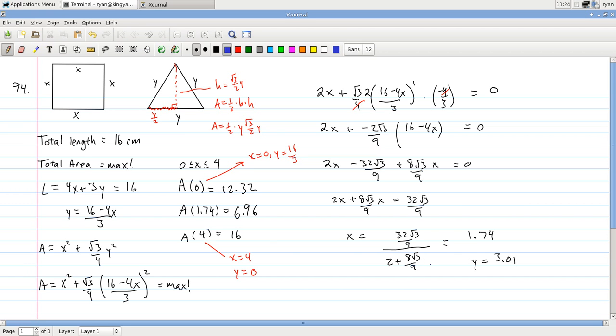Now we're trying to maximize the area. So if we had just gone with x equals 1.74, we've actually sort of found the worst case scenario. This is actually the minimum rather than the maximum. So a maximum occurs actually on the boundary when we use all of the wire on the square. So in other words, our maximum occurs when x is equal to 4 and y is equal to 0.